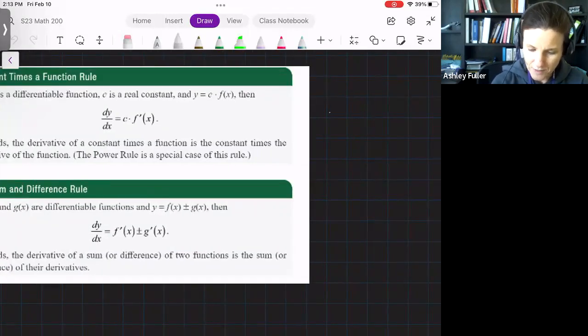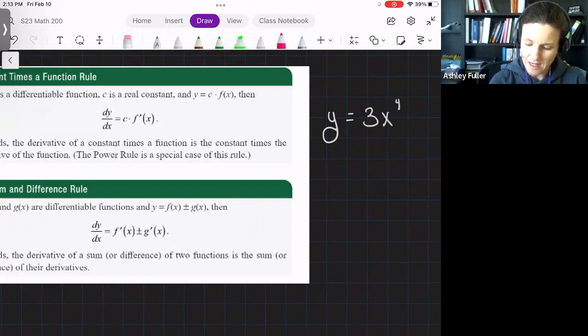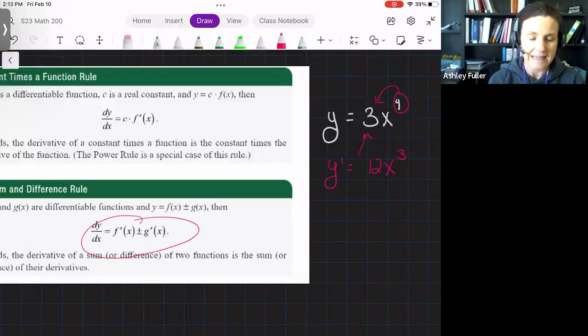What this means is if we have something like y equals 3x to the fourth, this constant out front, nothing changes in terms of that. That just means we can multiply this, and our first derivative is going to be 12x to the 4 minus 1, which is 3. If we have something where things are being added, then we can just add their derivatives.